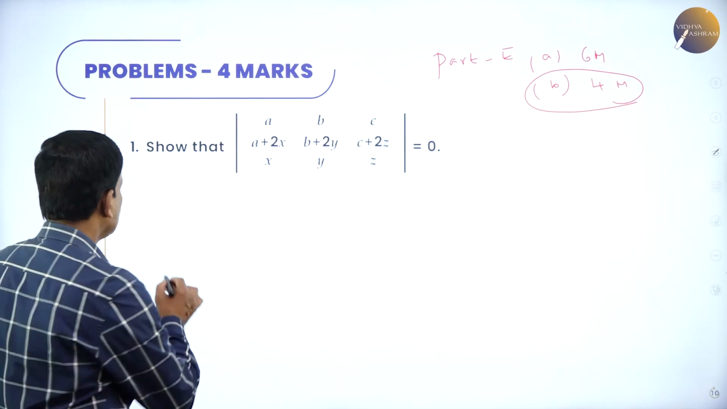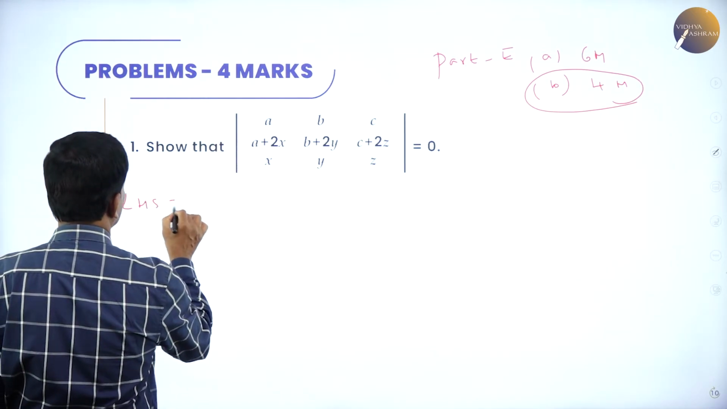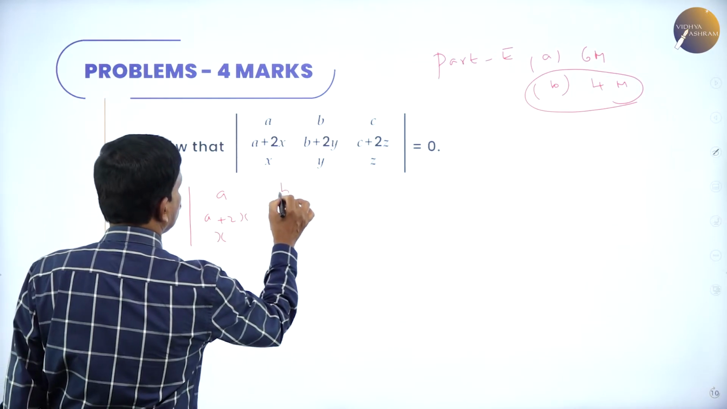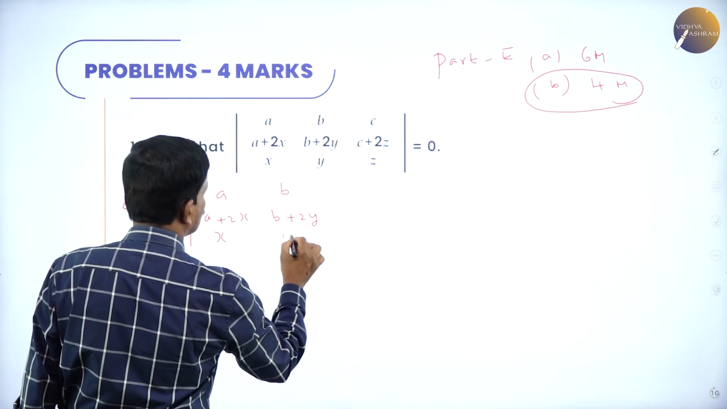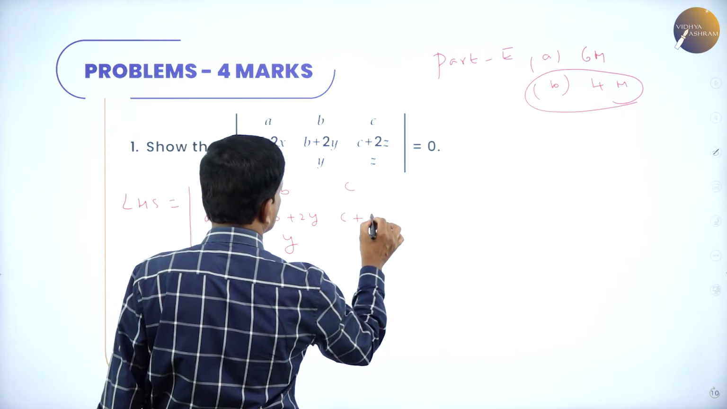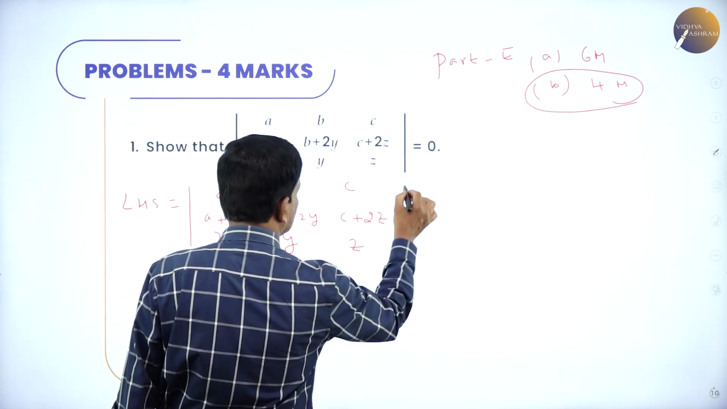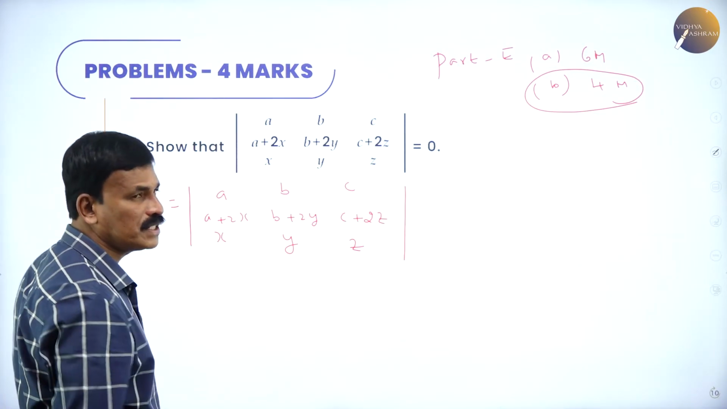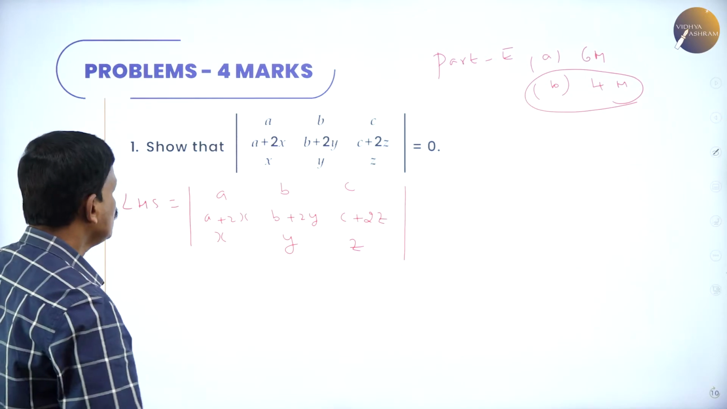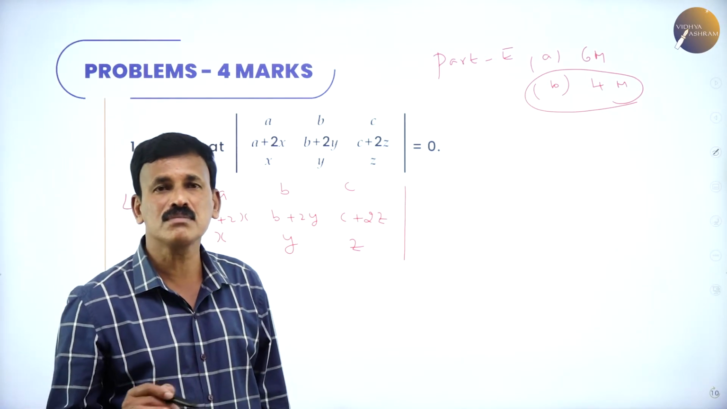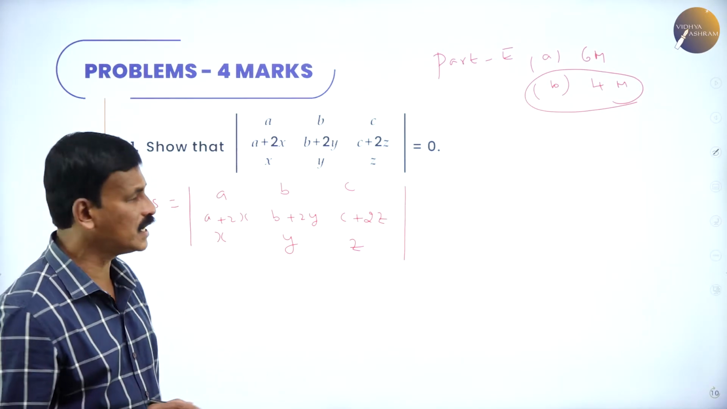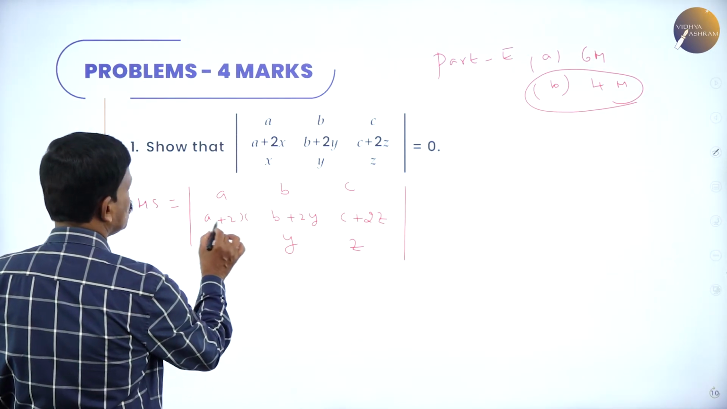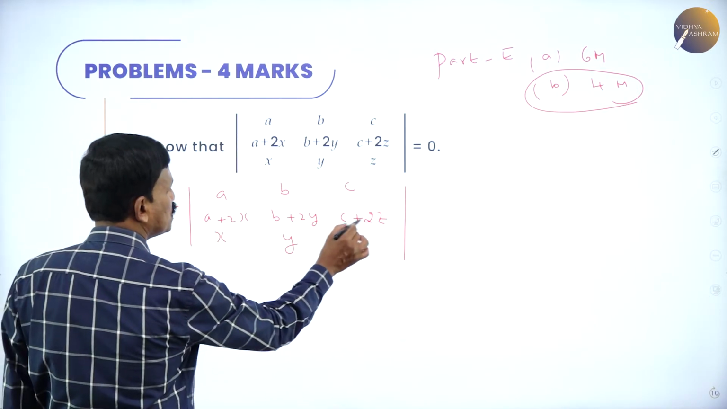Now let us take the LHS. What is the LHS? A plus 2x, x, B plus 2y, y, C plus 2z, and z. This is given. Now, if you observe carefully, using the previous property number 7, if any row or column contains the sum of 2 or more terms, then it can be expressed as the sum of 2 individual determinants. Here, the second row contains 2 terms: A plus 2x, B plus 2y, C plus 2z.